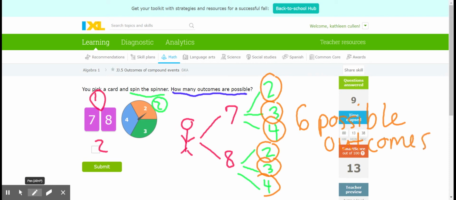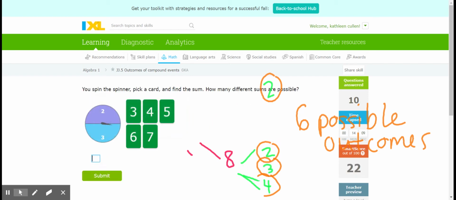Now, we can see here that there are 3 possible outcomes from event 2 and 2 possible outcomes of event 1, right? So we could say 2 times 3 would also give us 6. So that's another way we can find the total number of outcomes. But here we used our tree diagram to help us, and we found that same value of 6. And here we can submit our answer, and we see terrific.